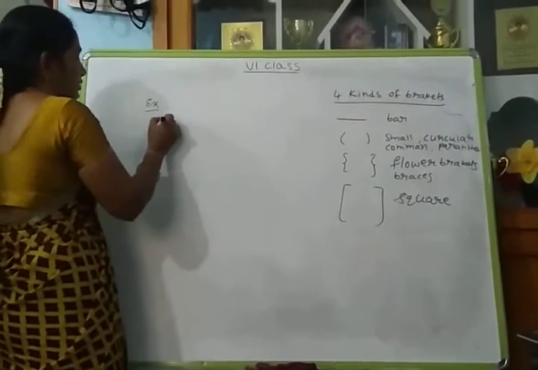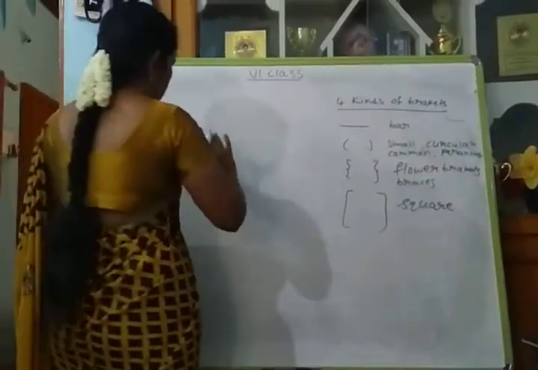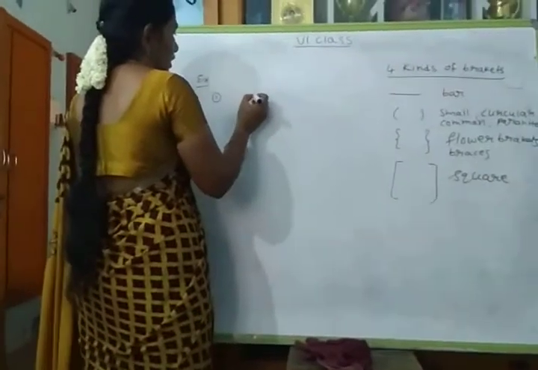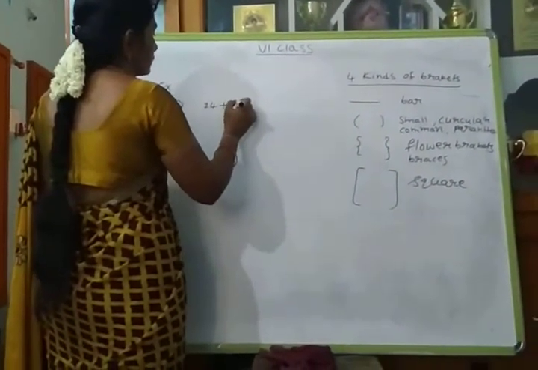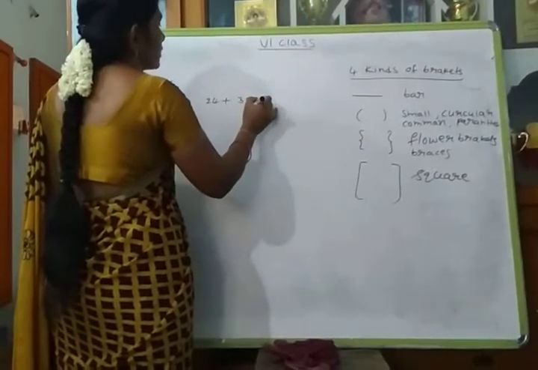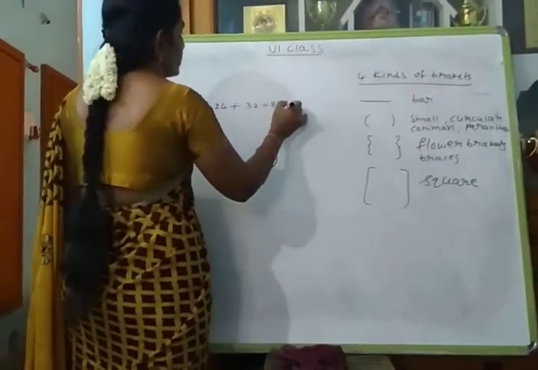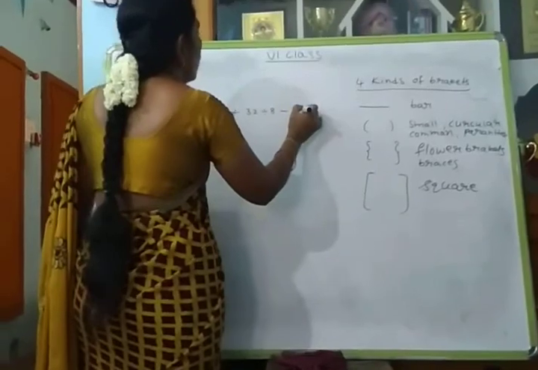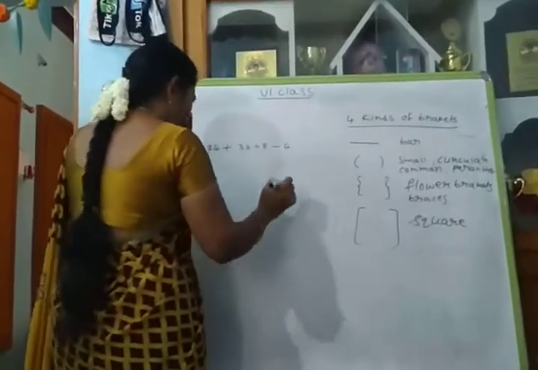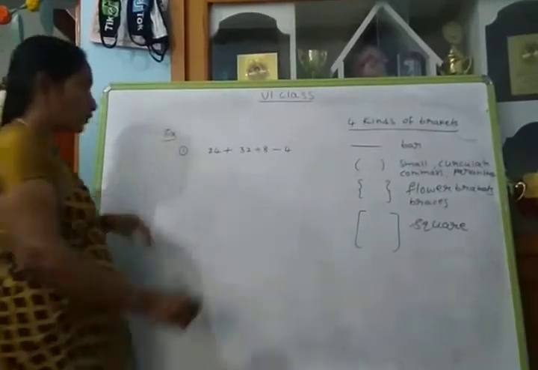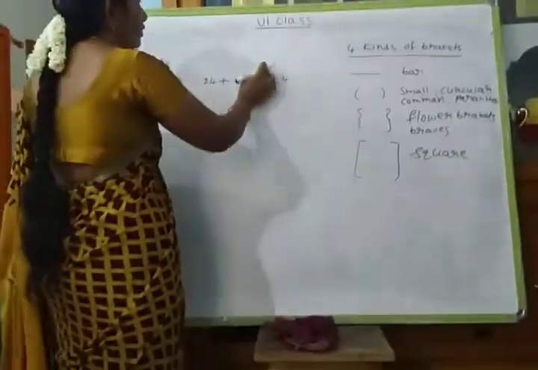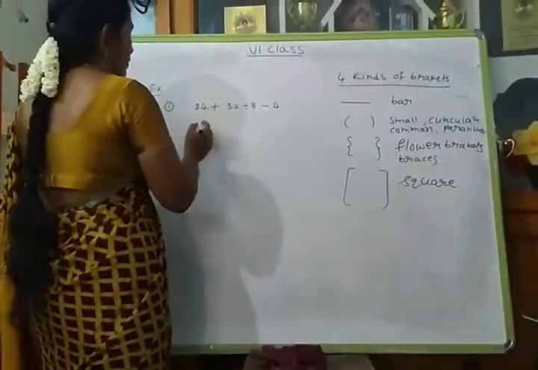Examples, look at the first one. If there are no brackets, we just have an expression: 24 plus 32 divided by 8 minus 4. This expression they have given. How will we do it here? See, first what do we have to do? Division.